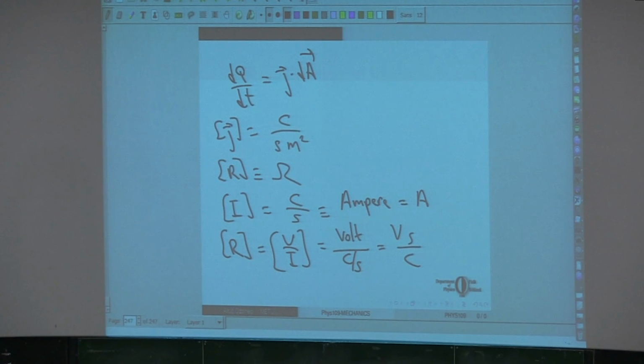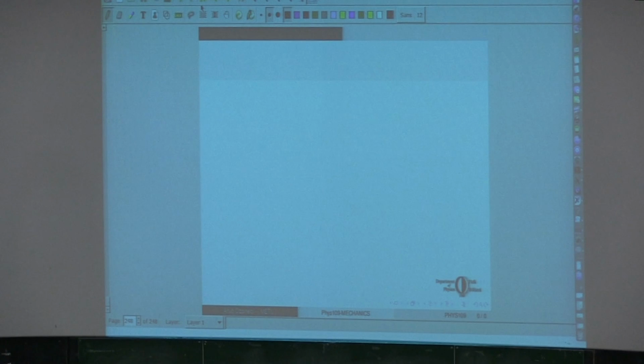Questions? Okay, so let's see. Is a capacitor a kind of resistance? What is the resistance of a capacitor?